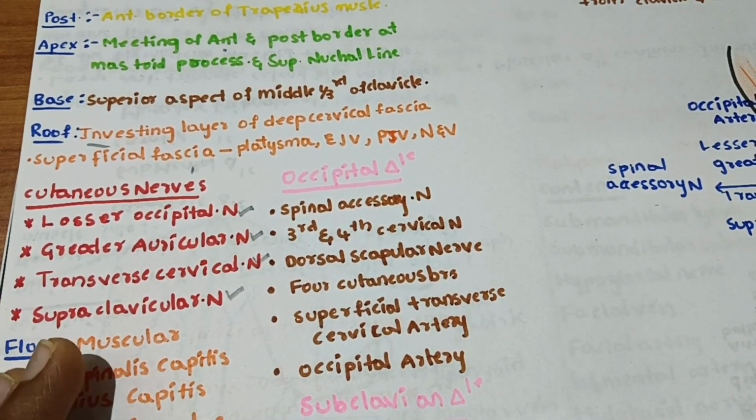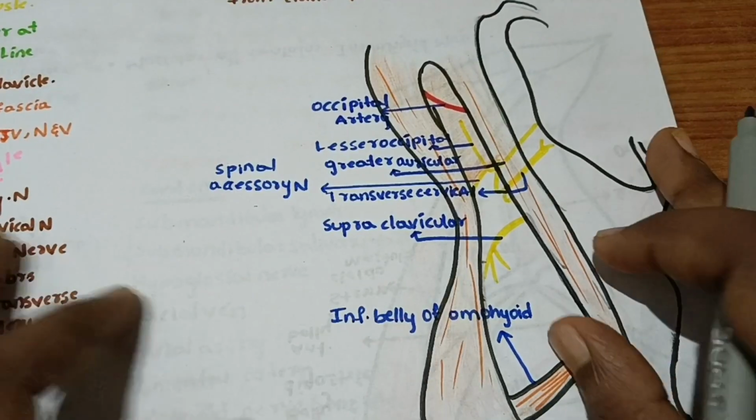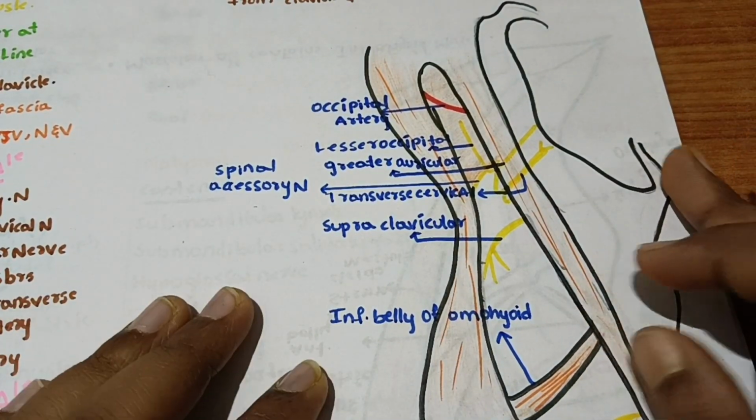Let's see these structures in the diagram. Okay, now what is the first one? Lesser occipital nerve.